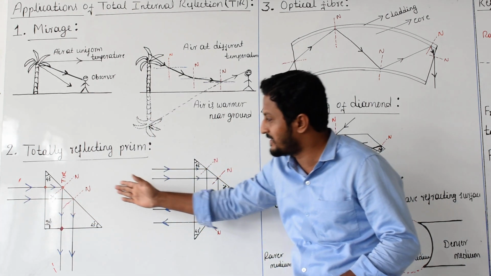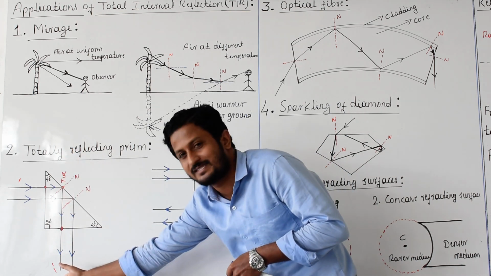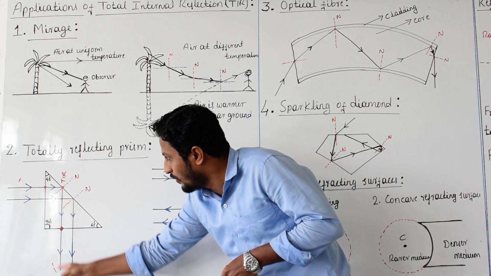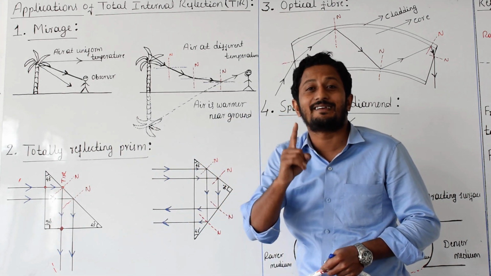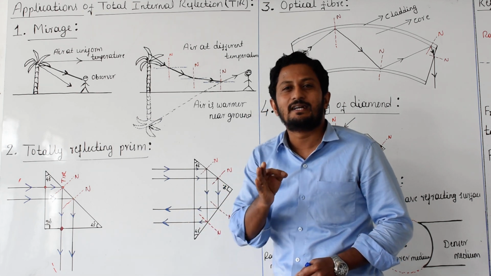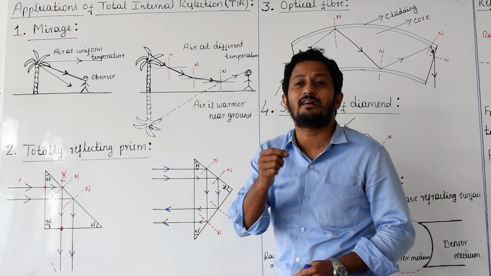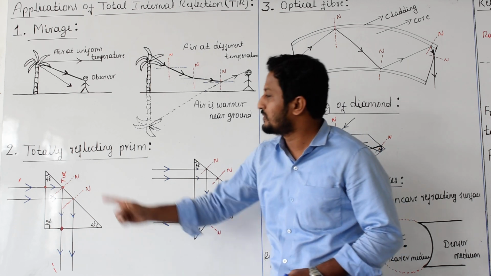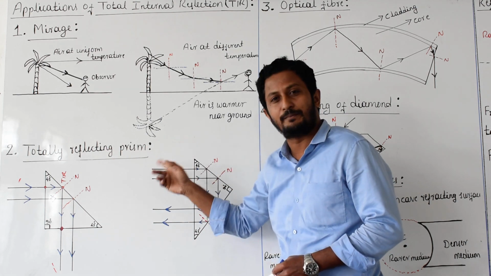See, this is light. Instead of going straight, because of the presence of that prism, it moved like this. See how much angle it bent? It bent 90 degrees deviation. This prism produced 90 degree deviation because of the TIR phenomenon. So that's why we called it a totally reflecting prism.